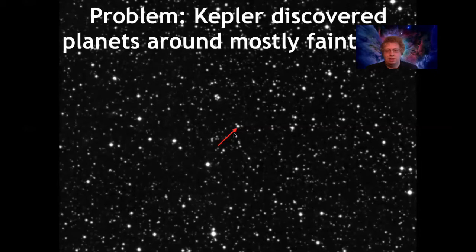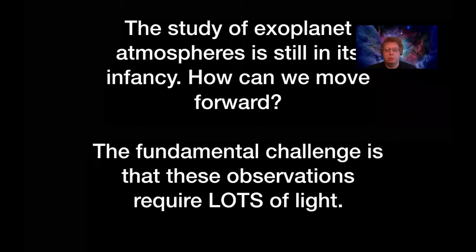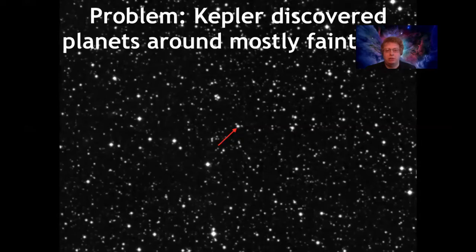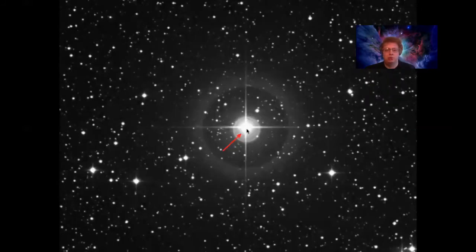It's pretty faint. It's not even the brightest star in its nearby vicinity. If we want to be able to study the atmospheres of planets better than this, we need to find planets around stars that look less like this and more like this, the ones that are really bright, the ones that can flood our instruments with lots and lots of light, lots of photons, so we can make these extremely precise measurements.